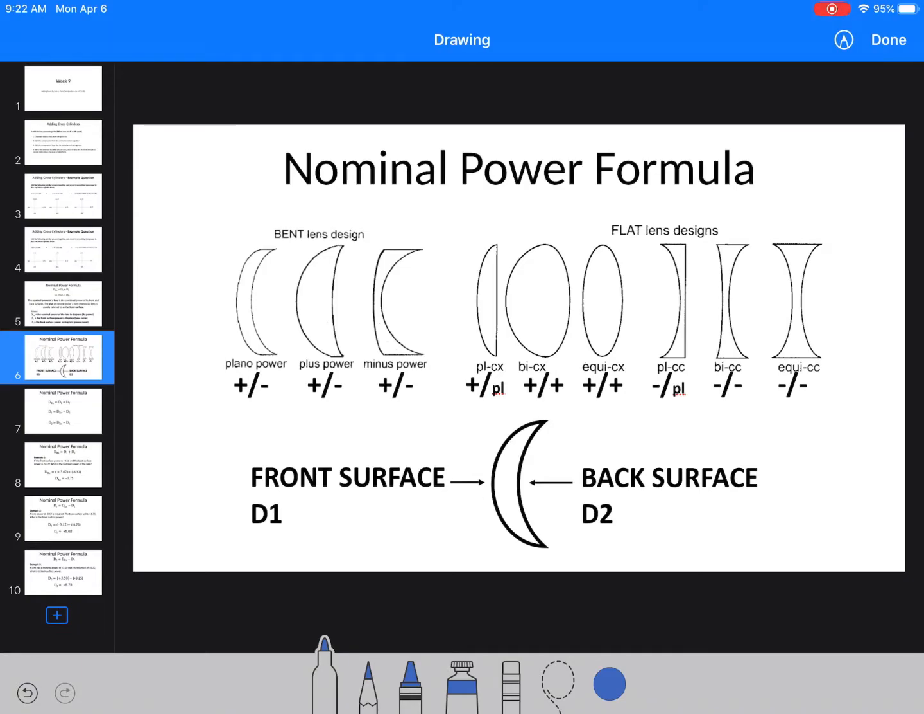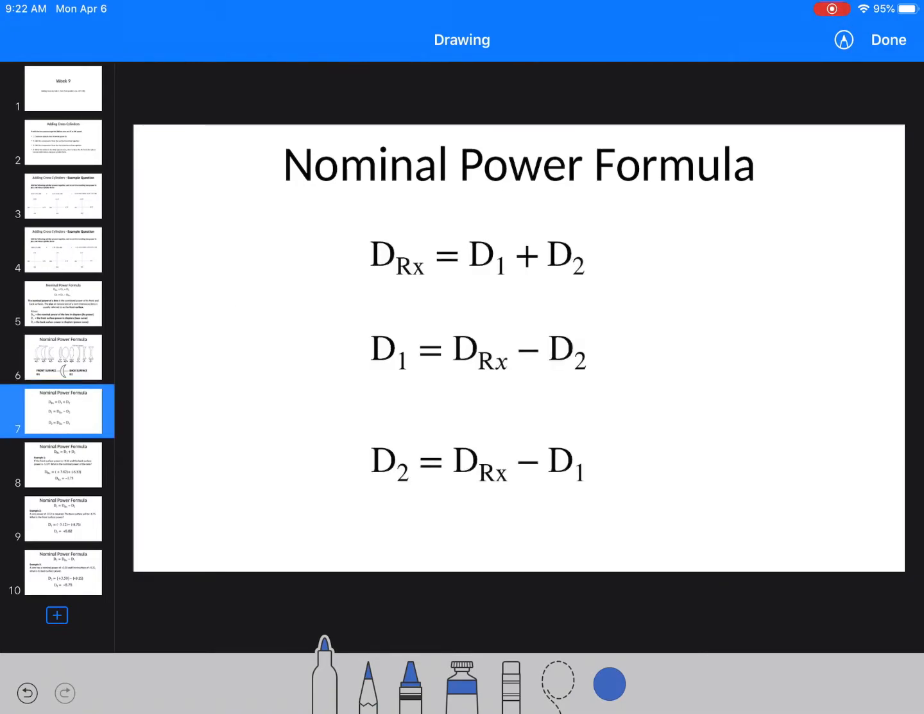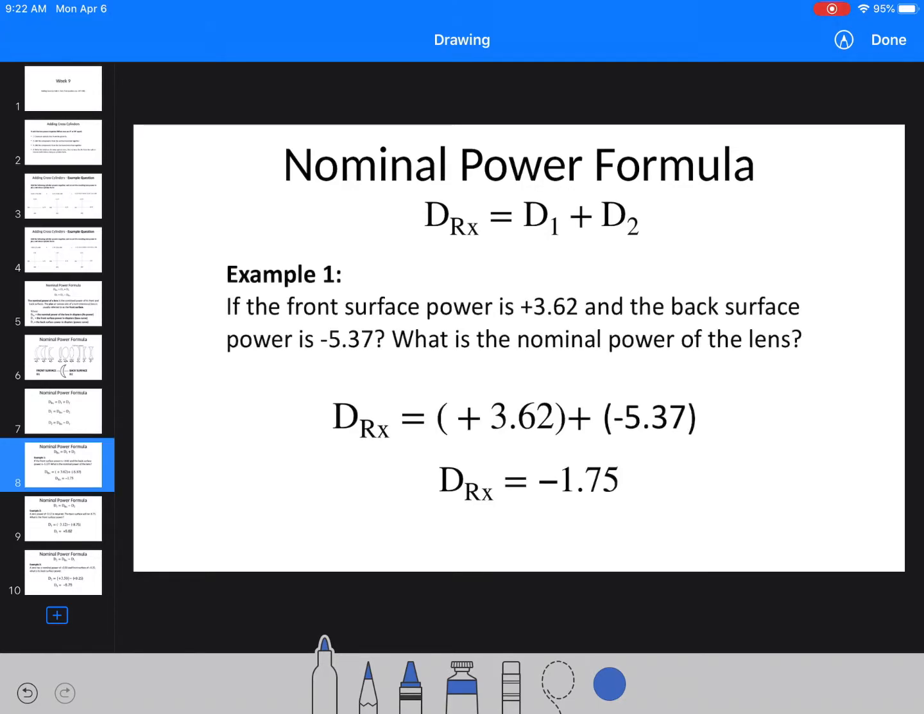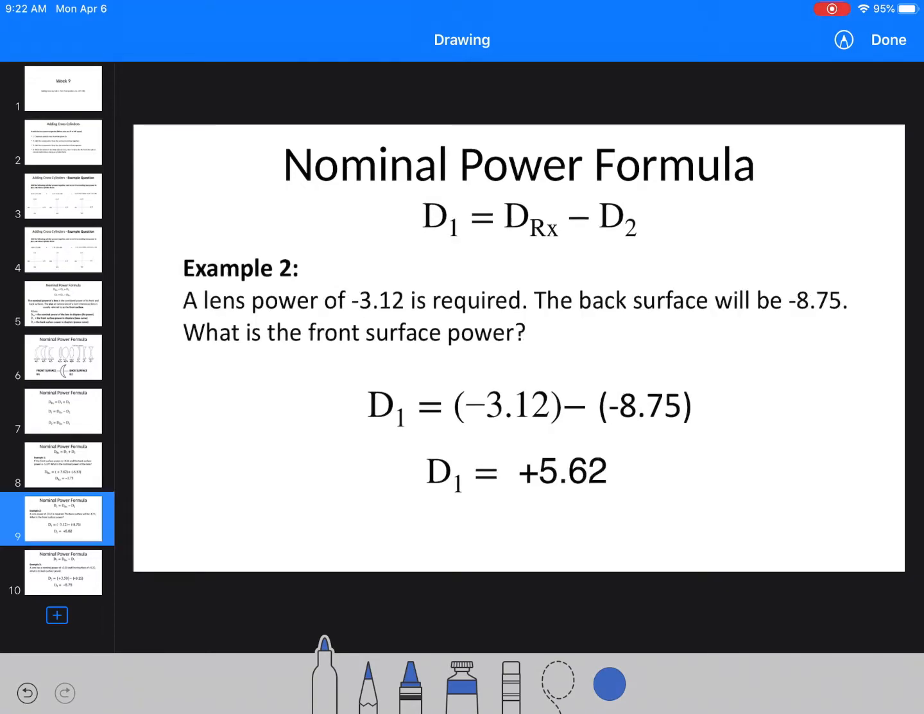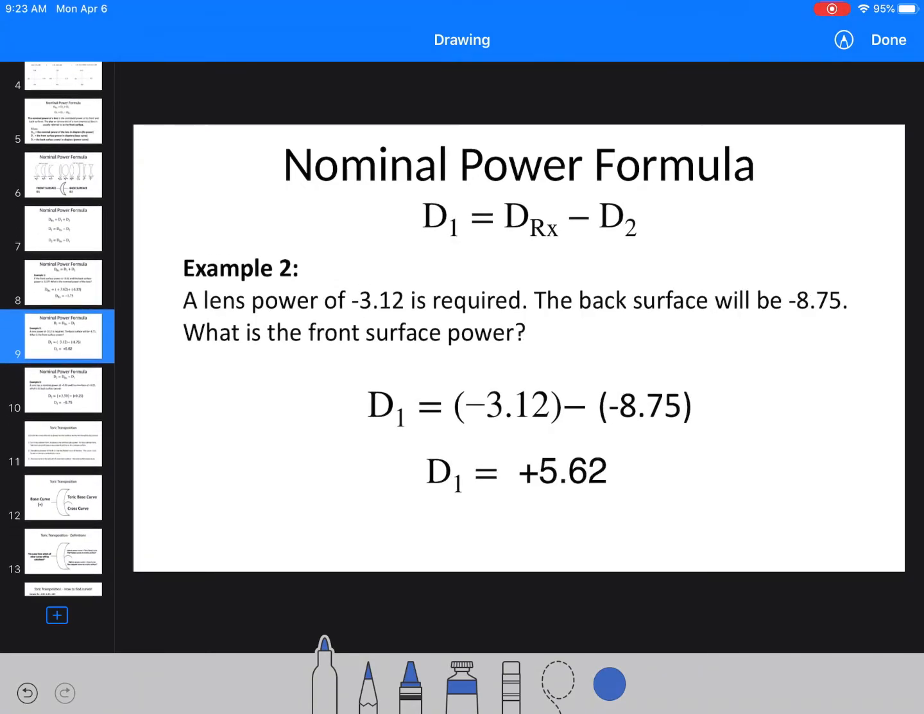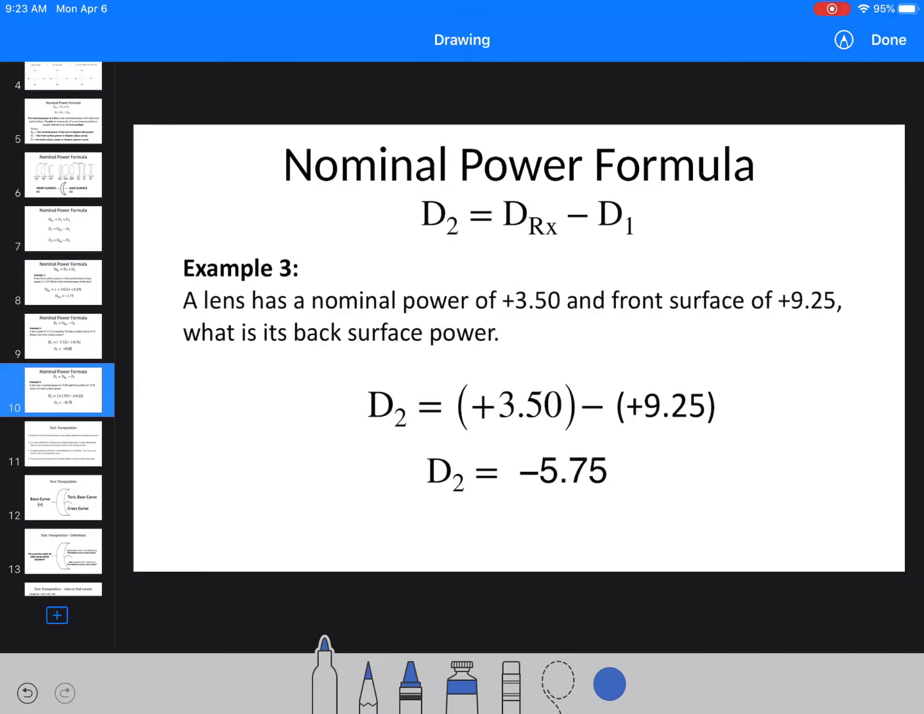This slide is just a refresher on different lens designs where we can have a plus in the front, minus in the back, plus and plus, minus and minus. It's just a refresher. But remember, D1 is the front surface and D2 is the back surface. D1 is also known as the base curve. Okay. This slide is just breaking down the nominal power formula again. This slide here is using the nominal power formula with an example, just as a reference for you. This slide here, another example.